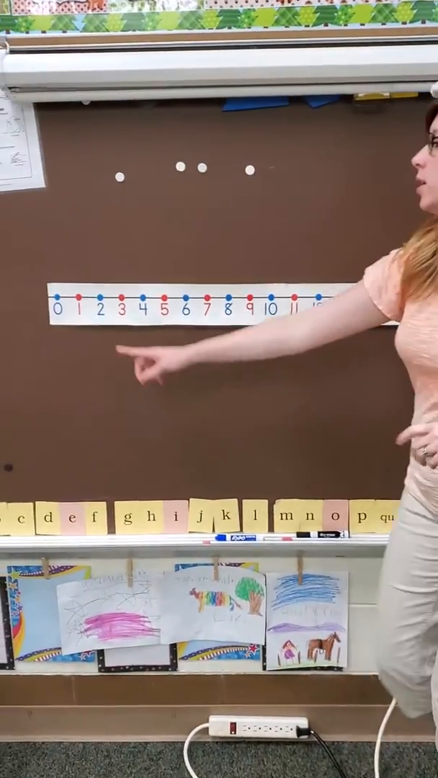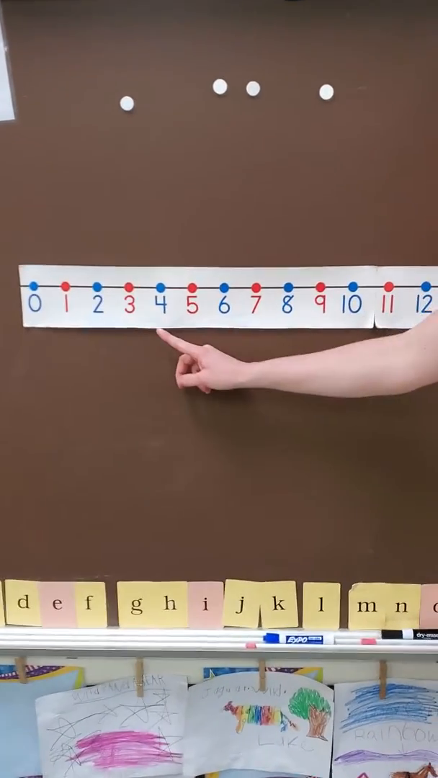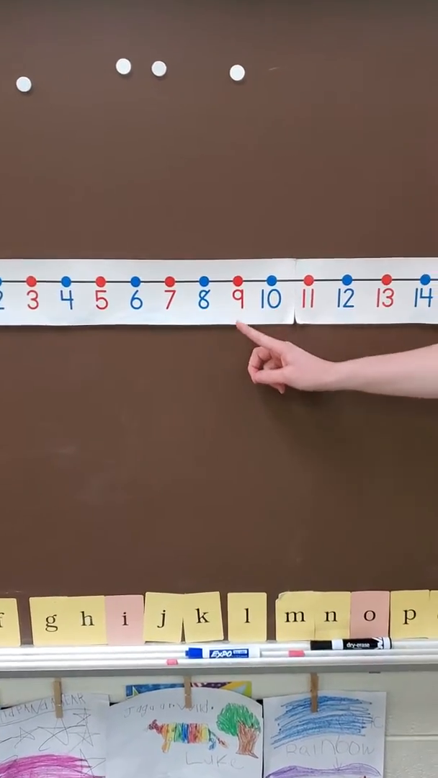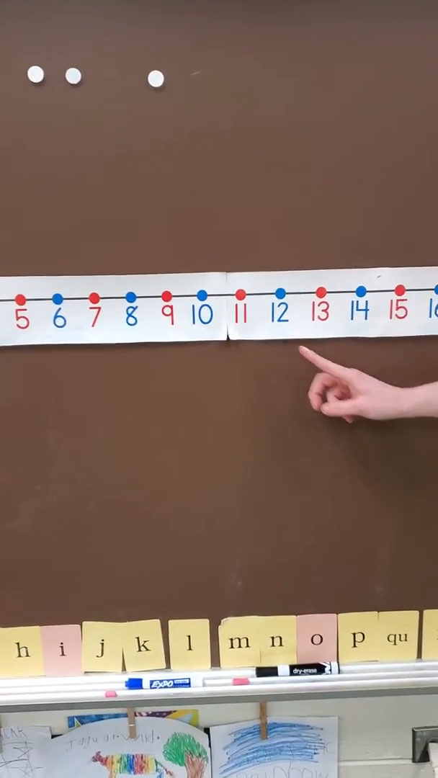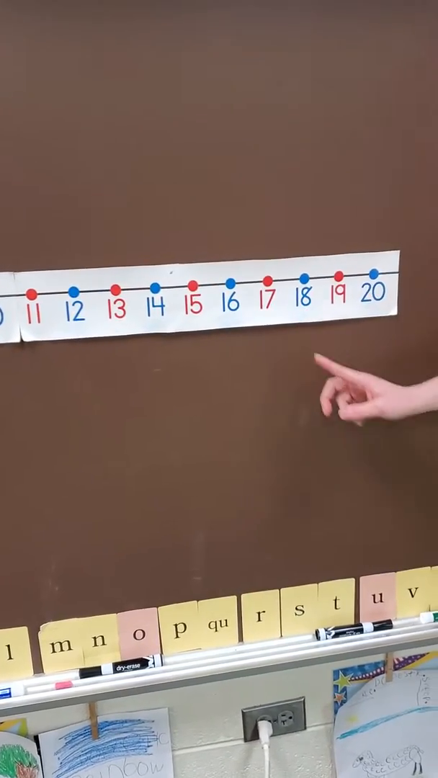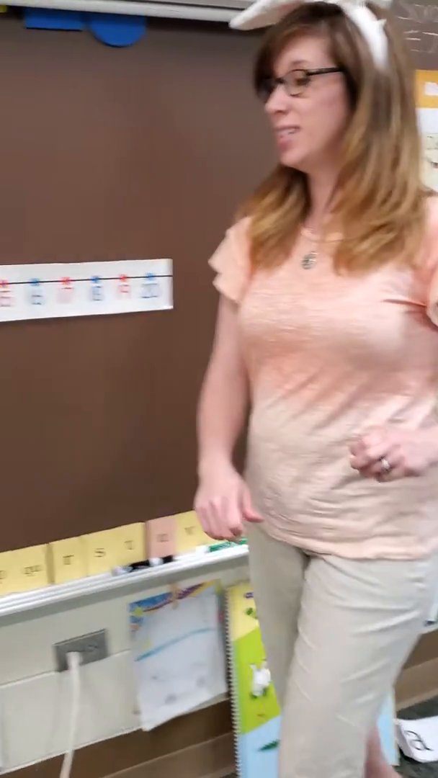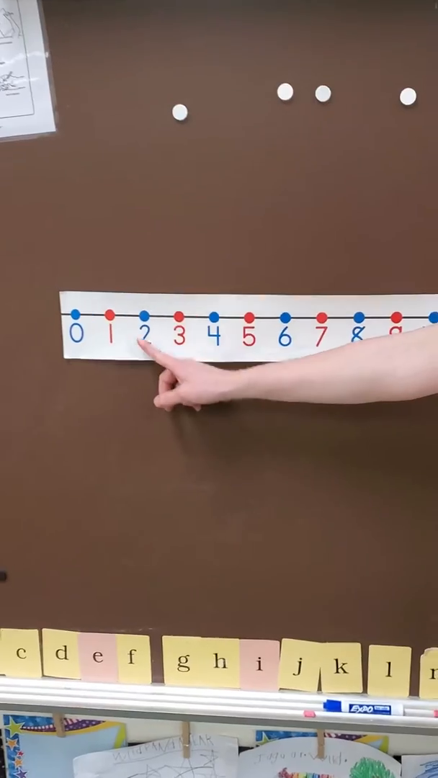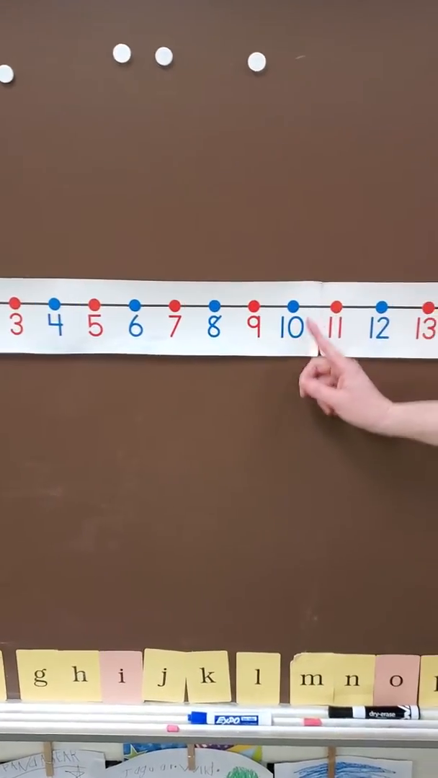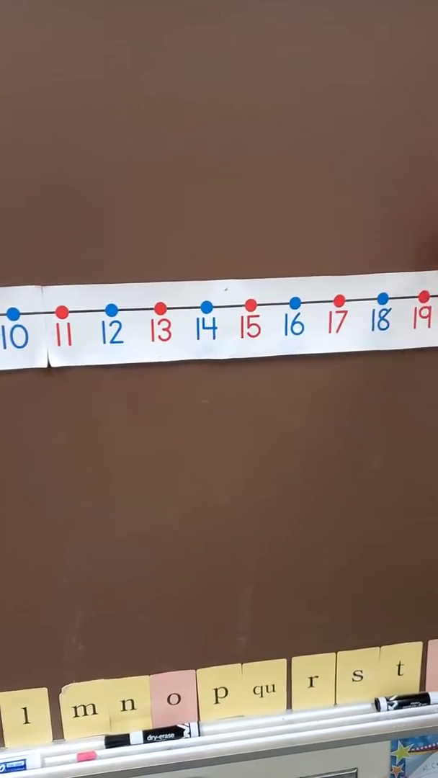Actually, let's start at 0. Here we go. 0, 1, 2, 3, 4, 5, 6, 7, 8, 9, 10, 11, 12, 13, 14, 15, 16, 17, 18, 19, 20. Can you do that by twos now? Let's see if you remember. 2, 4, 6, 8, 10, 12, 14, 16, 18, 20.